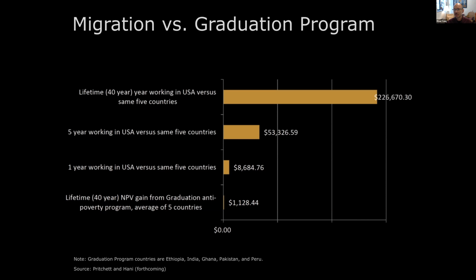$230,000. So there's really no comparison between the income gains associated with moving from a developing to a developed country versus any known anti-poverty program that we study as development economists. It's really the scale of gains in income is just on a completely different order of magnitude.